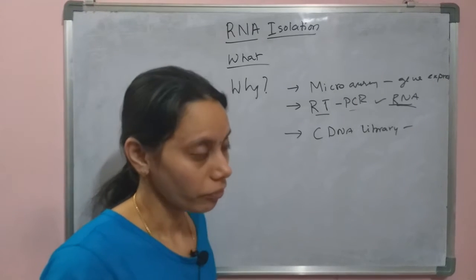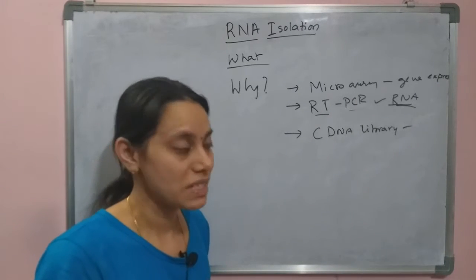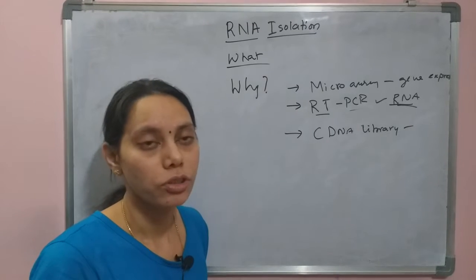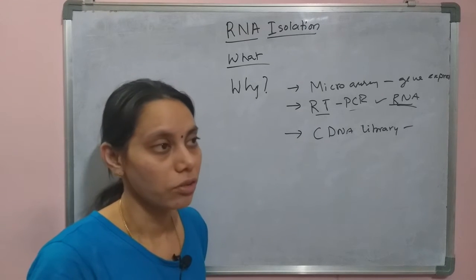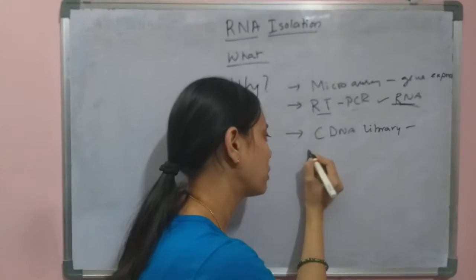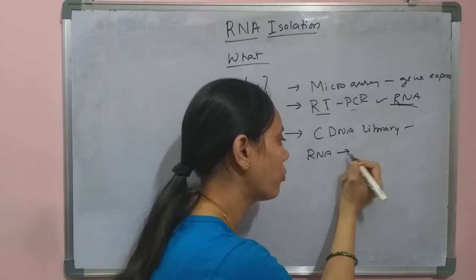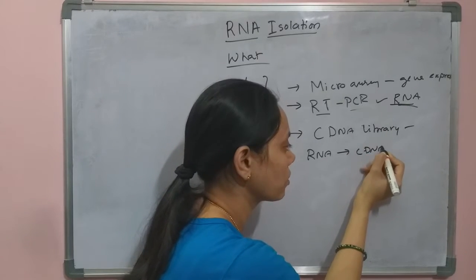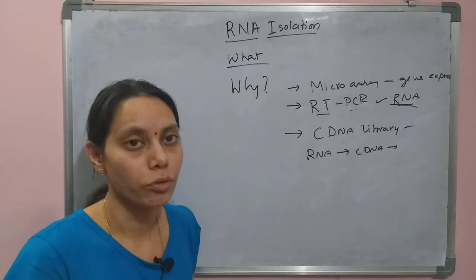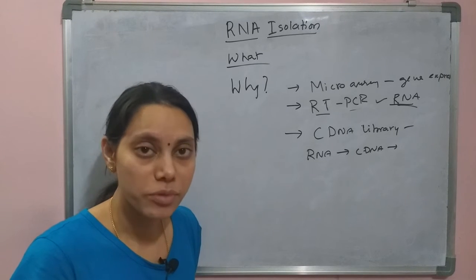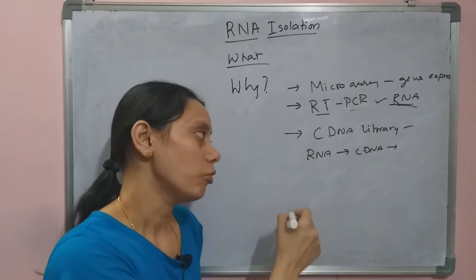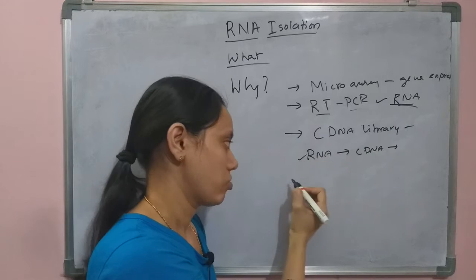That means if you want to study the coding portion of the genome, you need to go for a cDNA library. And by cDNA library, generally this RNA will be copied into cDNA, and later the cDNA will be cloned and stored in the form of a library, and that is what the cDNA library is. So for that, RNA is mandatory.